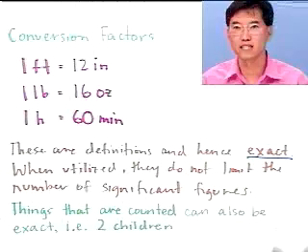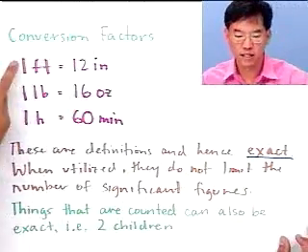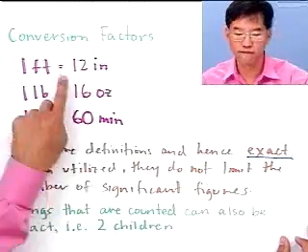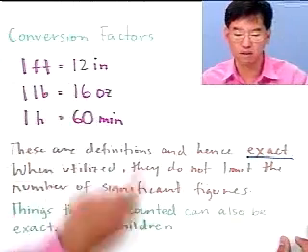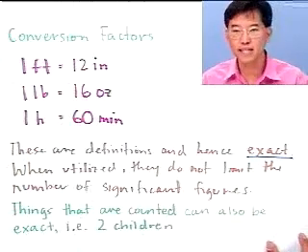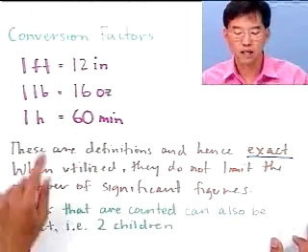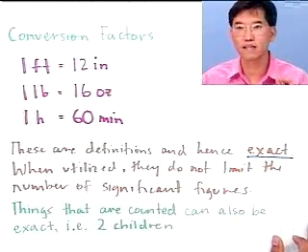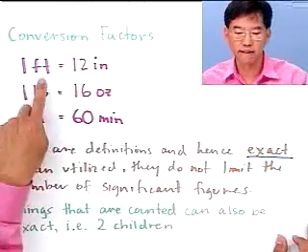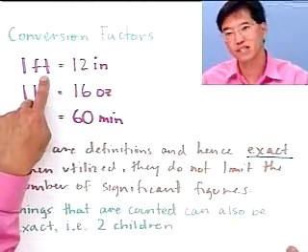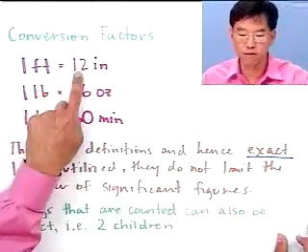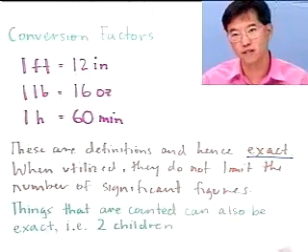Now, there are all kinds of different conversion factors. There are all these that you're familiar with. 1 foot is equal to 12 inches, 1 pound is equal to 16 ounces, and so on. And one thing to understand is that these are considered exact. And being exact, what's implied is that there are infinitely many significant figures. So 1.00000000000 feet is equal to 12.000000000 inches.